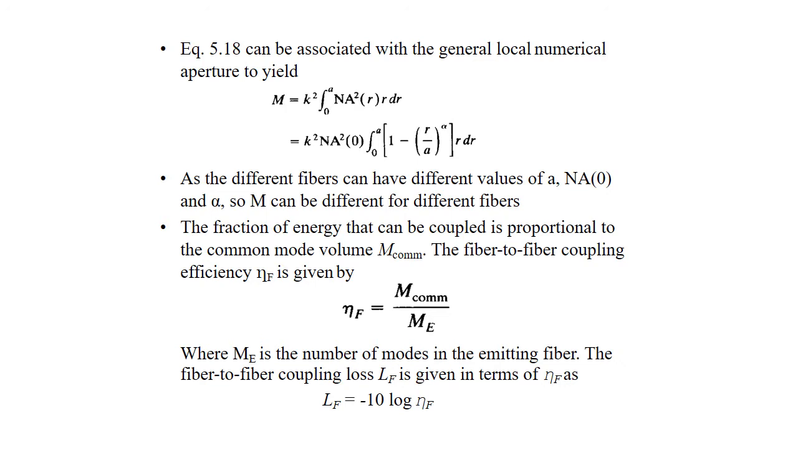Next is fiber to fiber coupling efficiency. The fraction of energy coupled from one fiber to another is proportional to the common mode volume M common. If a uniform distribution of energy over the modes is assumed, then the fiber to fiber coupling efficiency, eta f, is equal to M common divided by Me, where Me is the number of modes in the emitting fiber. Next is fiber to fiber coupling loss. The coupling loss LF is given as LF equals minus 10 log of eta f. This is the fiber to fiber coupling loss equation.